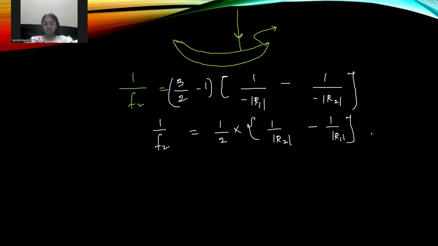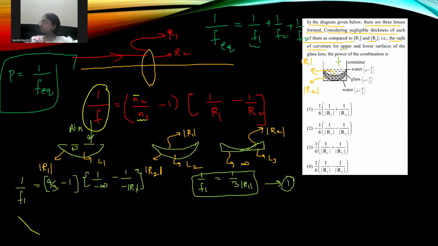Equation 2. Similarly, calculate for the third lens what is the focal length because actually they are placed coaxially. Understood? So power will be P1 plus P2 plus P3, or 1 upon F equivalent is 1 upon F1 plus 1 upon F2 plus 1 upon F3. So I'm simply calculating 1 upon F1. What is the focal length of this lens? What is the focal length of this lens? What is the focal length of this lens?